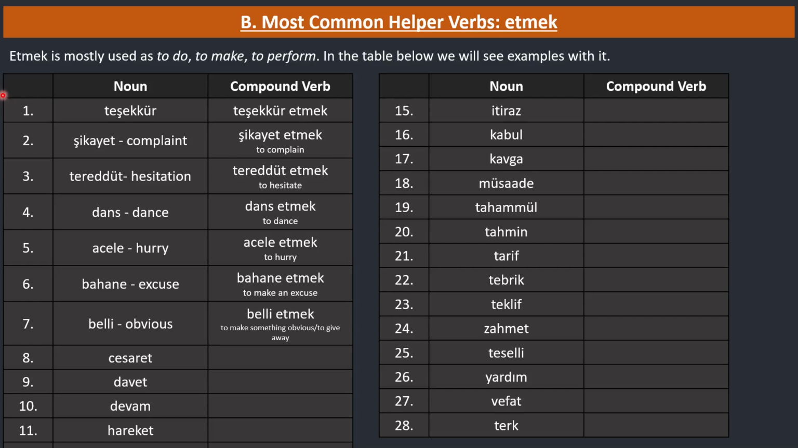Okay, o zaman cesarete geçelim. In that case, let's move to cesaret. By the way, this lesson will go slow like this because etmek has the most examples. After etmek, there will be a few more examples with olmak and a few more common phrases. So that's our main focus today.